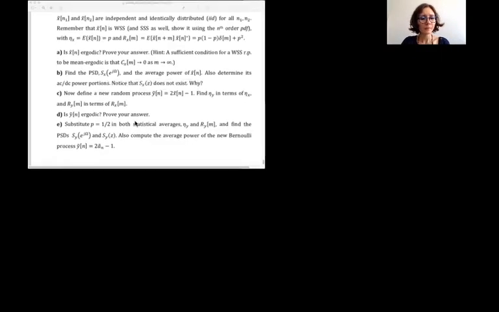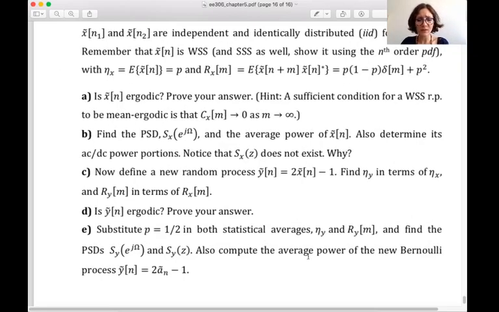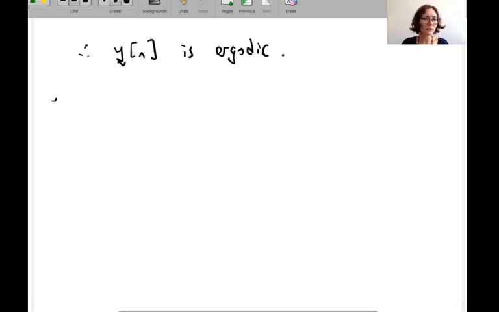Okay, this last part is very, very easy. It just asks you to plug in some certain value for p equal to 1 over 2. So just find out the autocorrelation function of y under p equals 1 over 2, and then take its Fourier transform and the z transform, and then find the average power. So it's very simple. I just leave it to you as an exercise. So I'll just give you the answer.